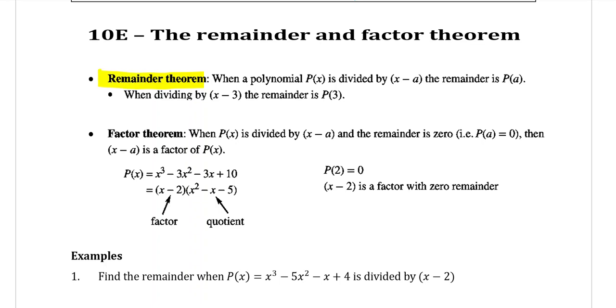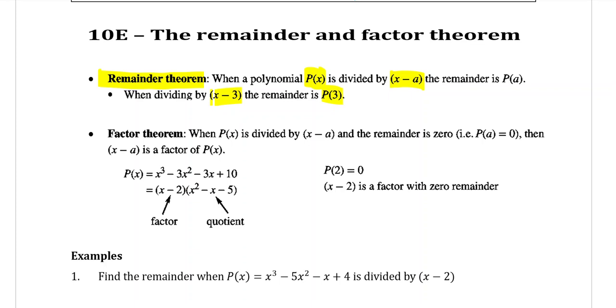If you want to divide a polynomial p of x by something like x minus a, where a would be a number, the remainder can be found by subbing p of a, positive a, into your polynomial. So that would mean if we were dividing by x minus 3, we would sub in p of 3. And whatever you get when you sub that in, that is your remainder.